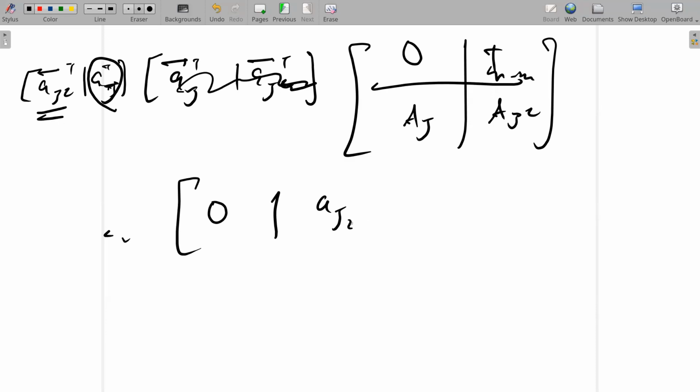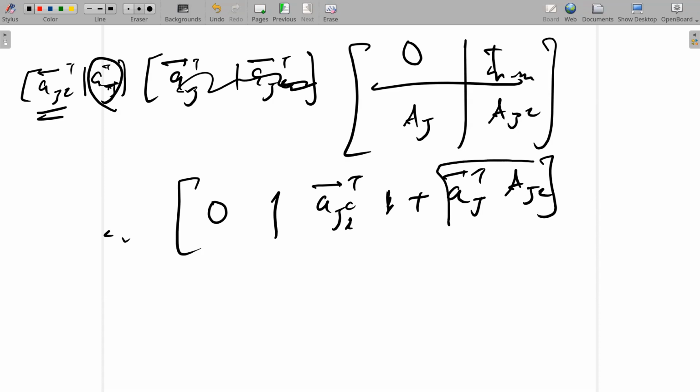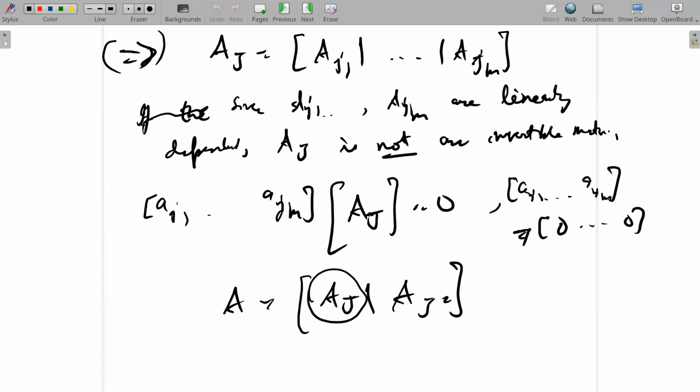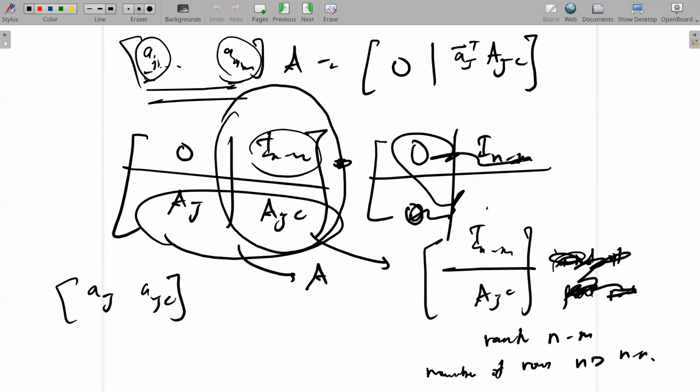So we want to find something so that AJ complement plus AJ transpose AJ complement is zero. Okay, yeah, this is straightforward. So what is AJ? First of all, you have already chosen your AJ, like I said. Since AJ is not invertible, there is some row vector so that AJ1 through AJn times AJ is equal to 0. So you just choose that.